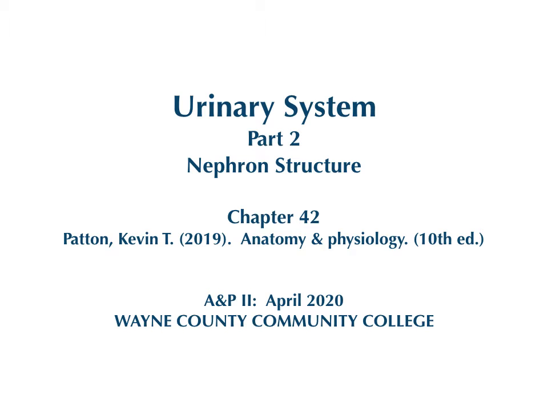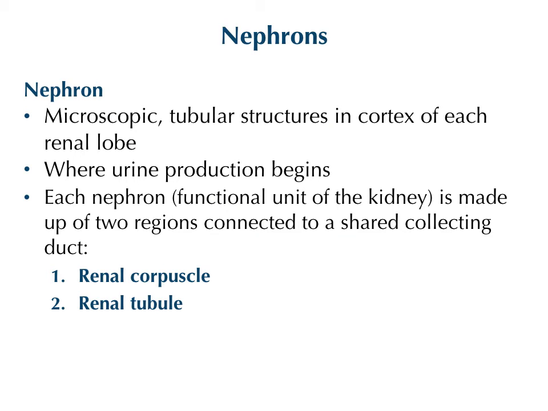Hi anatomy students, we're now going to move on in our urinary system and look at the structure of the nephron. The nephron is the structural and functional unit of the kidney. There are about 2 million nephrons in each kidney.